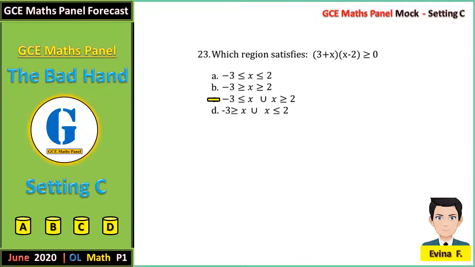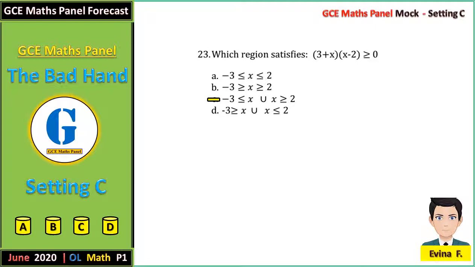Question 23. Which of these regions satisfies this inequality? Note, inequalities can be solved the same like equalities, but the sign is very, very important as far as dividing or multiplying both sides by negative numbers are involved. And equally, the solution is represented not by single values, but by a range of values. So we can just do this one by testing.